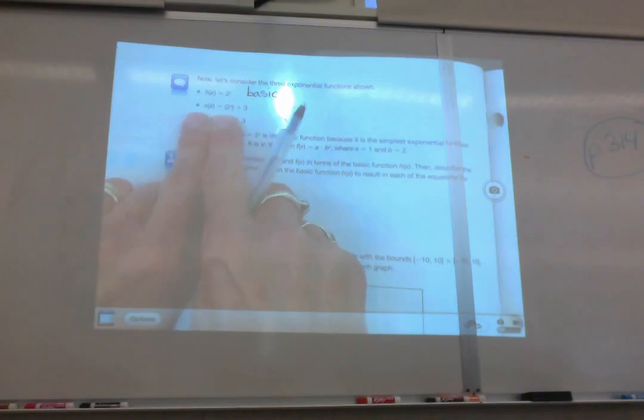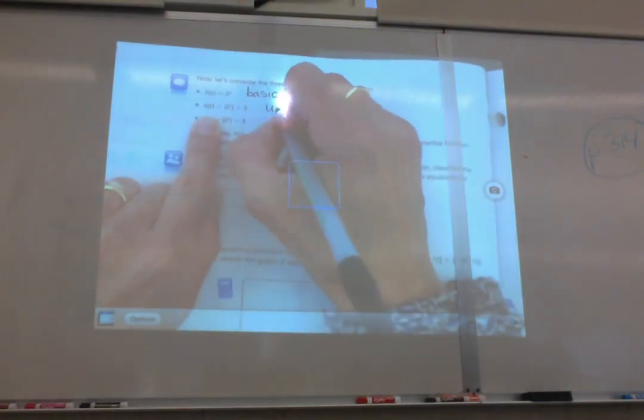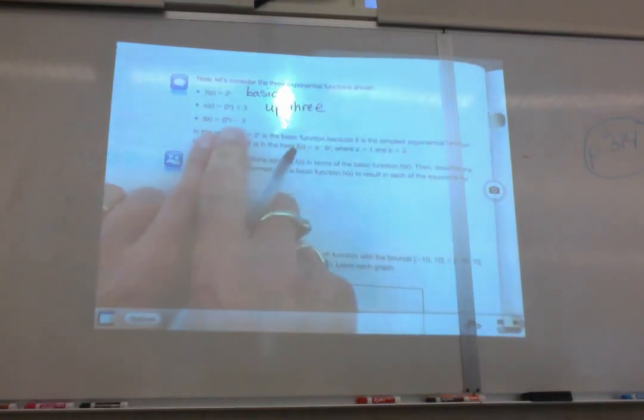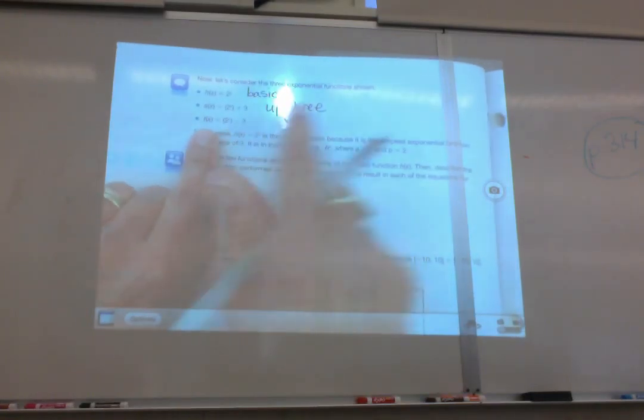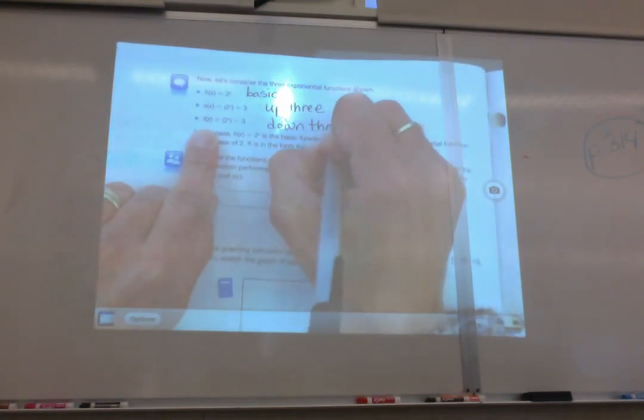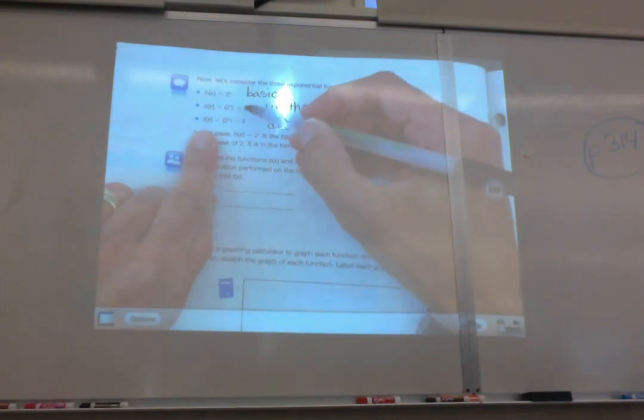How does s of x compare to h of x? It's going to go up. Which direction, up or down? Up, 3. What's going to happen here? Down 3. The only thing that's changed is this little thing added or subtracted off the end.